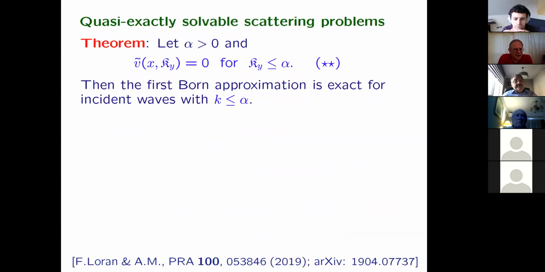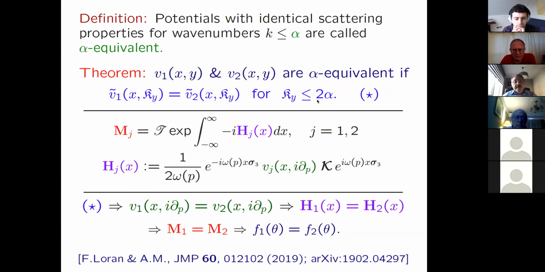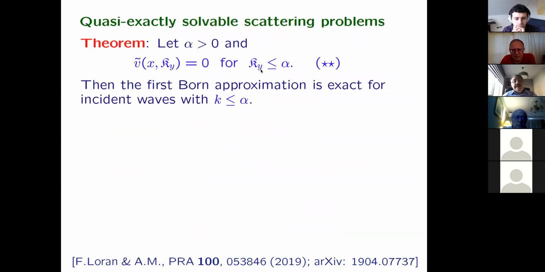Next topic is what I call quasi-exact solvability in scattering problems. The statement of the result is as follows. Again, take some positive real number, and this time suppose that the Fourier transform of your potential with respect to y is 0 for |ky| less than or equal to alpha. Previously, we had |ky| less than or equal to 2 alpha. Now I assume |ky| less than or equal to alpha, which is a weaker condition.